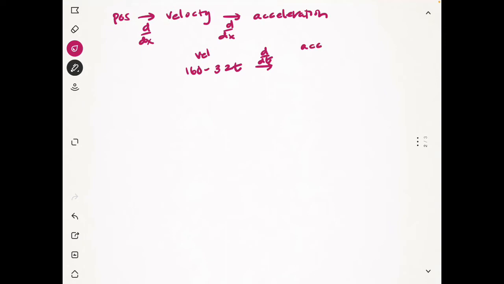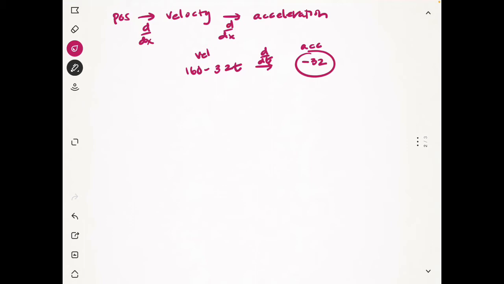So the derivative of 160 is 0. The derivative of negative 32t is just going to be negative 32. The t derives out to be 1. So what it's saying is the acceleration here is constant. It's not going to change over time.